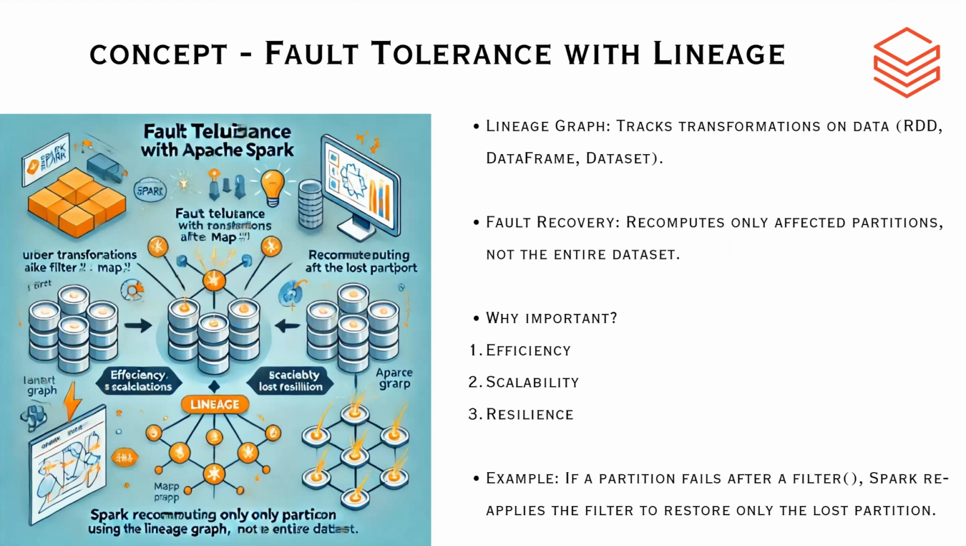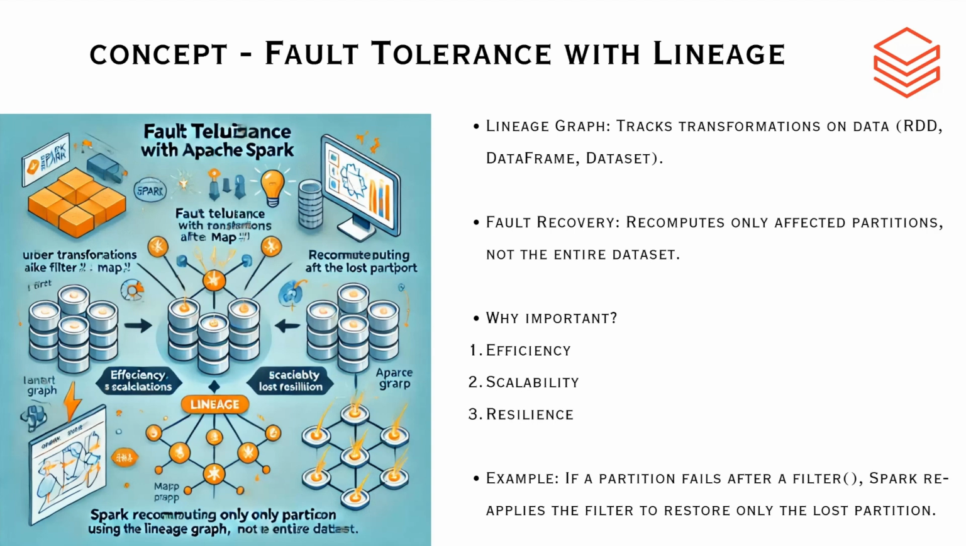failures are inevitable. So why is this lineage important? So this lineage is important for efficiency because it reduces the unnecessary recomputations by recalculating only what is necessary. Then the next we can say is scalability because it supports large scale data processing while handling node failures seamlessly. Then we can say resilience because it ensures that Spark jobs can continue processing even if part of the data or infrastructure fails.